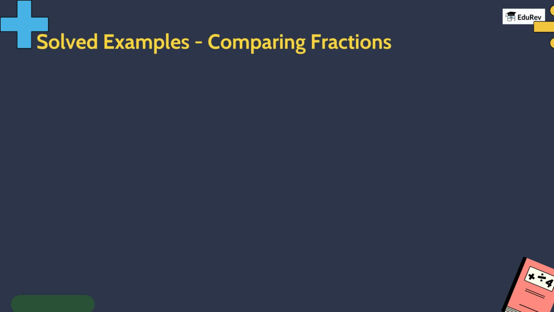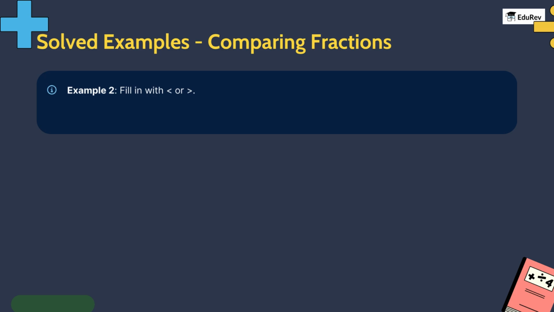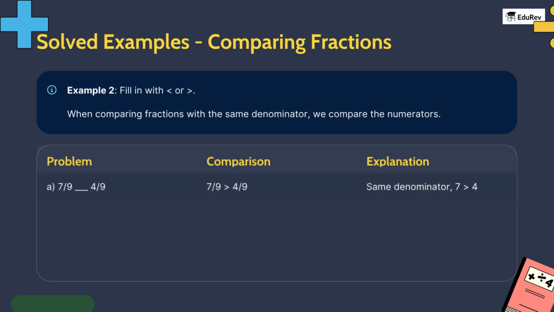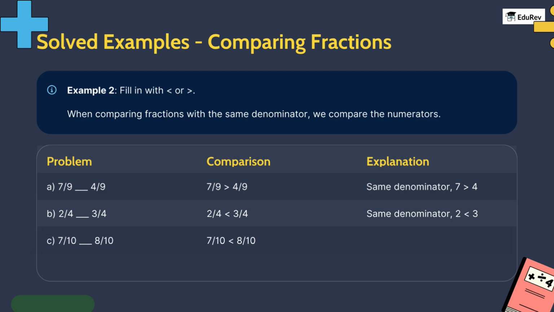Next, let's compare fractions. For example, fill in with the symbols less than or greater than. When comparing fractions with the same denominator, we look at the numerators. In A, 7 ninths is greater than 4 ninths because the numerator 7 is greater than 4. In B, 2 fourths is less than 3 fourths, as 2 is less than 3. In C, 7 tenths is less than 8 tenths since 7 is less than 8. Lastly, in D, 6 twelfths is greater than 5 twelfths because 6 is greater than 5.